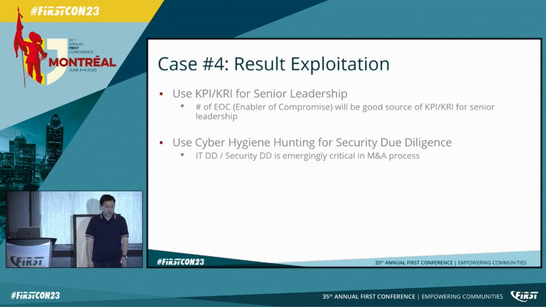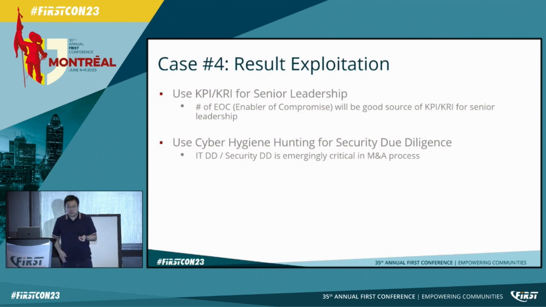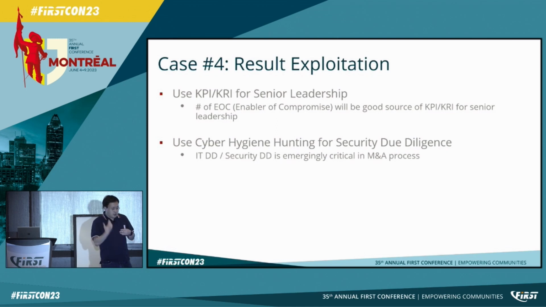The last, third point we'd like to mention is result exploitation. What I mean is how to utilize the result. As I mentioned, for example, the number of vulnerabilities per device is one good indicator. Also, if we have the data, we can create some sort of clear KPI for senior leadership or the CISO, and it's a very scientific approach. Another one is that we'd like to utilize the cyber hygiene hunting mechanism for security due diligence. If we do a merger and acquisition, we do due diligence, which means we check the situation of IT or security. So in the merger and acquisition process, we do IT DD or security DD. But the checklist, as I mentioned, cannot reveal some portions. So we utilize the cyber hygiene hunting approach partially to understand the situation in merger and acquisition processes.